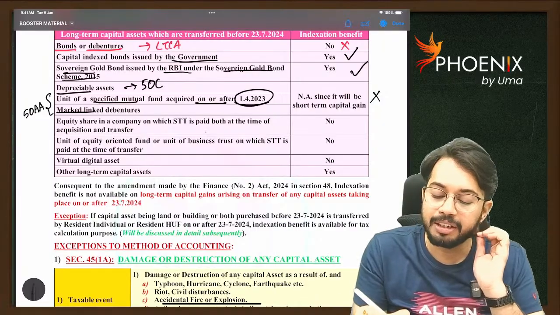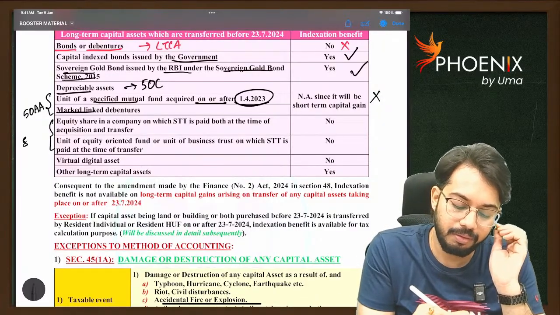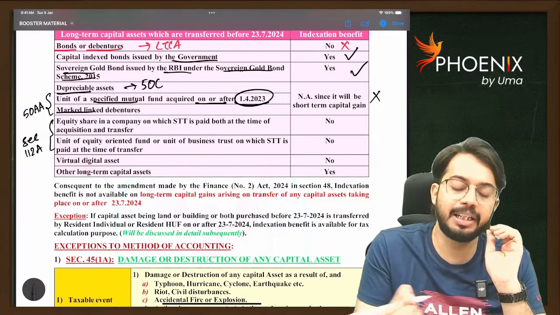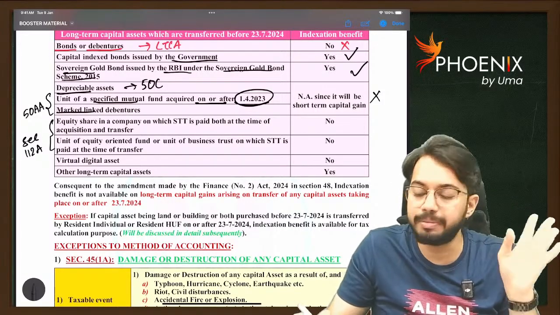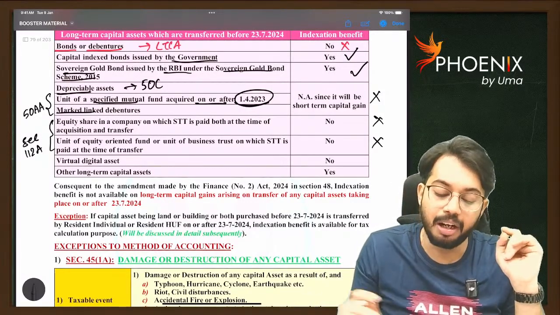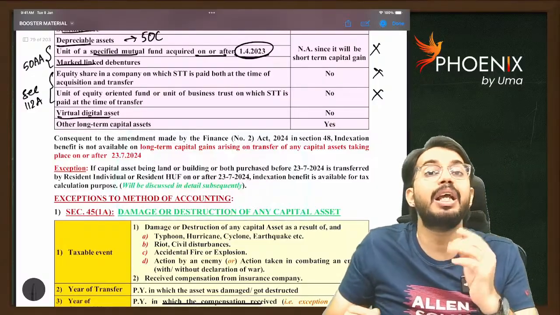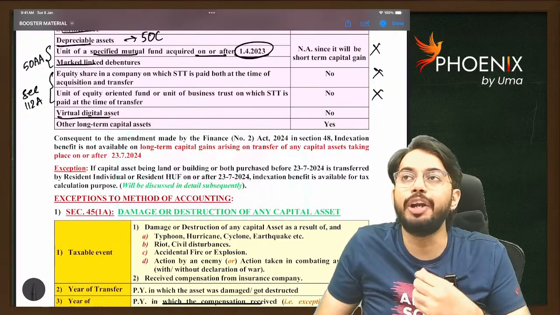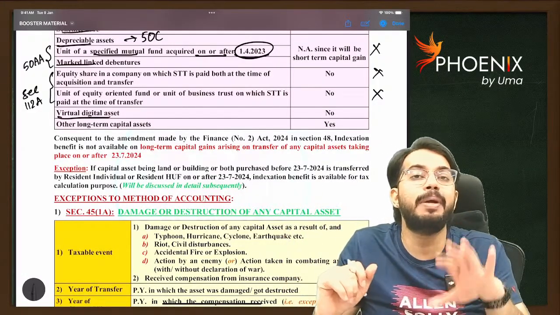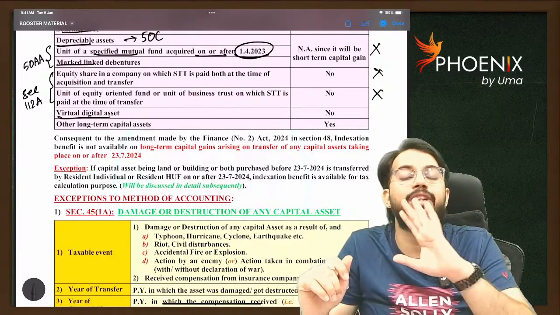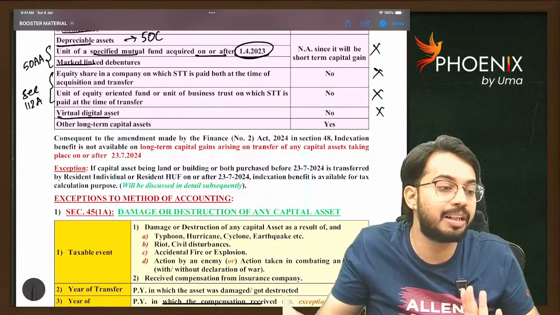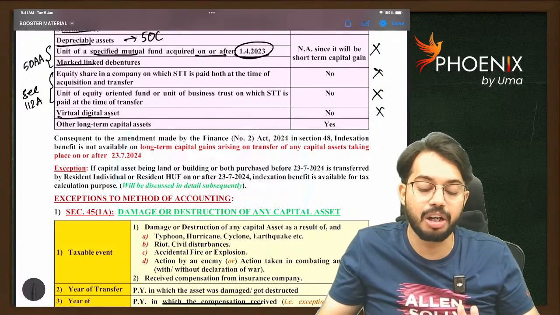Next, section 112A. Those capital assets which are covered under section 112A, under section 112A indexation benefit is not available. Next, virtual digital asset, cryptocurrencies. You bought Bitcoin 5 years ago, now you are selling it. Can you claim indexed cost of acquisition? No. In case of virtual digital asset, indexation benefit is not available.